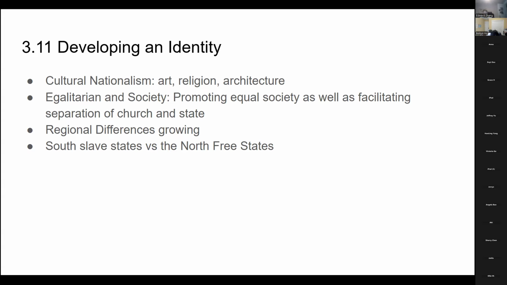They promoted equality as well as facilitating the separation of church and state. Because we know in Europe, right, they had the church and state together, whereas we wanted more separation. But at this time, regional differences were growing, and one of the main issues was about slavery. So what they did was gradual emancipation. They would gradually emancipate the slaves in the country after some time, because the South were still slave states, and the North started to become more of free states.